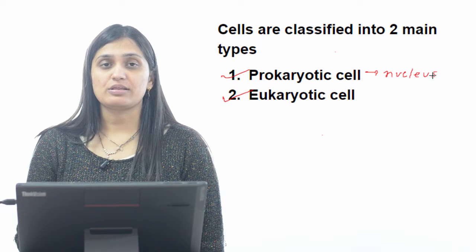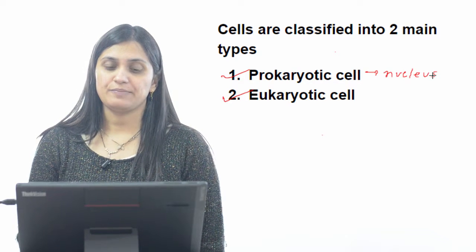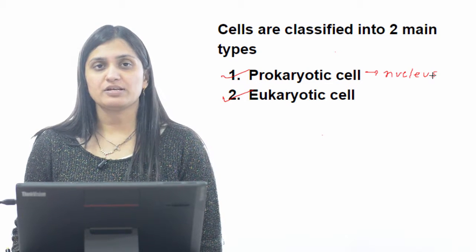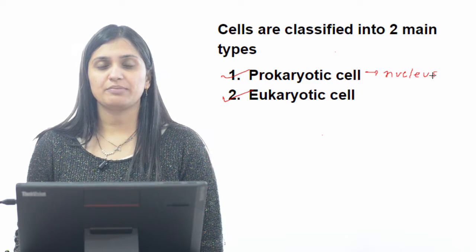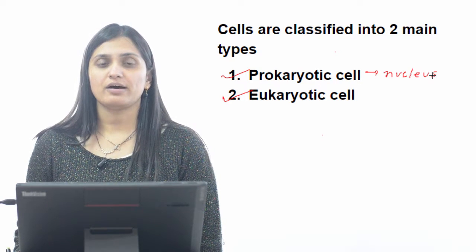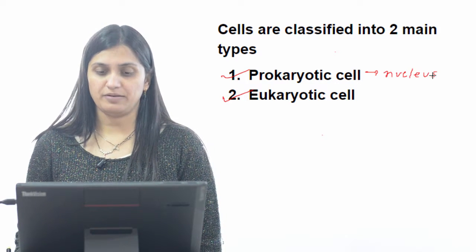The second difference is of the membrane bound organelles. In case of prokaryotic cell, the organelles which are present are not membrane bound, means they are membraneless, but in case of eukaryotic cell, all the organelles are surrounded by a unit membrane.